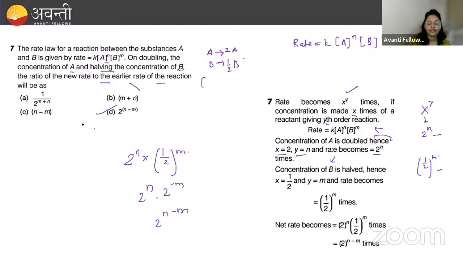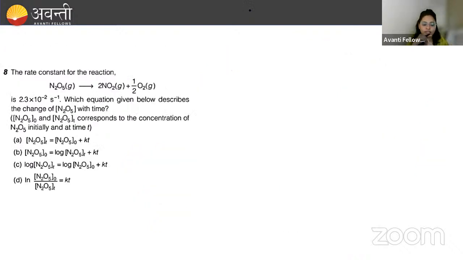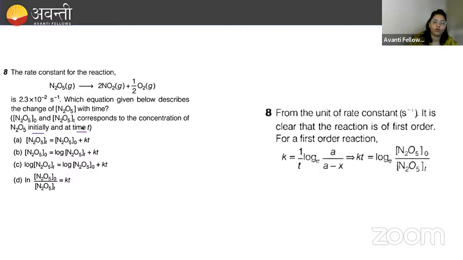Okay. Do you understand this? Okay, let's move on to the next problem now. The rate constant for this given reaction is this much, 2.3 into 10 raised to minus 2, which the equation given below describes the change of N2O5 with time. N2O5 initial means that is 0, and N2O5 at a time t corresponds to the concentration initially and at time t. तो यहाँ पे वो भी अपने को explain करके दिया हुआ है. ABCD में से कौन सा option correct होगा वो हम लोगों को find out करना है.